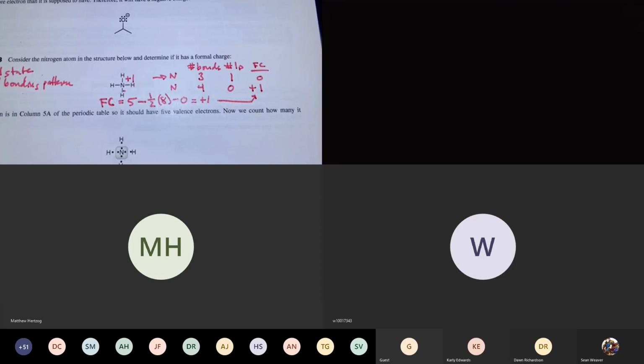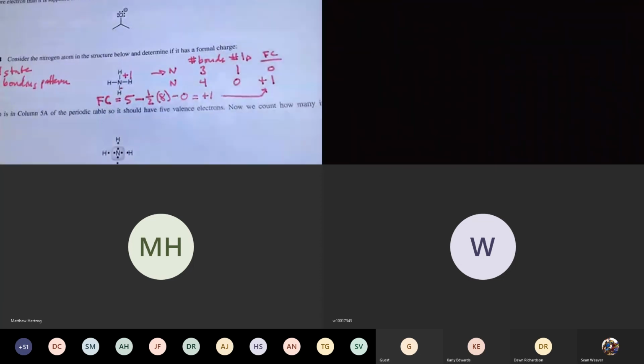So Garima's asking, can you use a different formula? Yeah, I mean, it's presented in a lot of different ways. This is just the way that I like to remember doing it. I think it's the most straightforward. So formal charge is equal to the group number minus 1/2 the bonding electrons minus the number of lone pair electrons. So let's do some more of these.